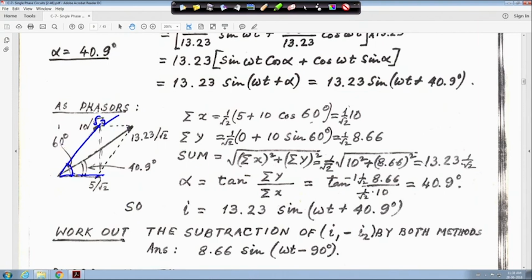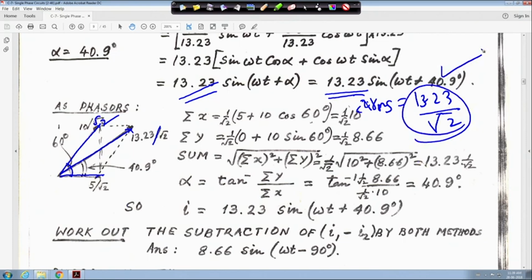So, another way of getting it, it is taken in RMS value, and this is the resultant one. It is 13.23 by root 2, because here also it is 13.23 and its RMS value is 13.23 by root 2, right. This is the magnitude and its angle is 40.9 degree. So, this resultant current is leading I1 by 40.9 degree, and I2 is leading I1 by 60 degree, right. This is actually the phasor diagram for this one.